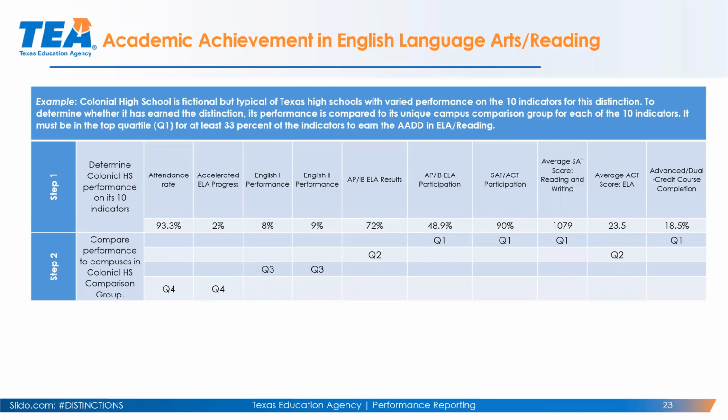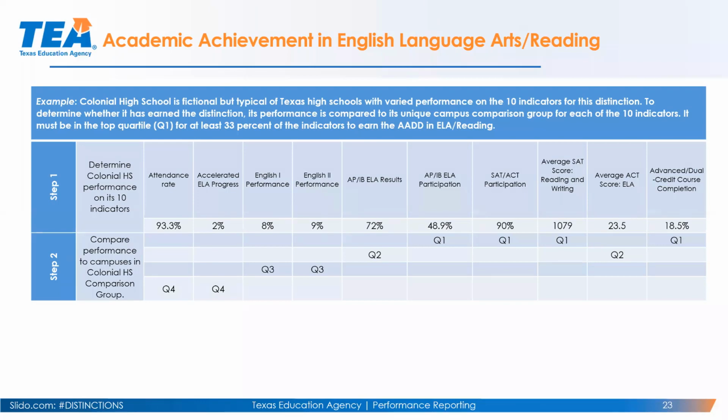Step two is to compare performance of our high school to campuses in our 40-member campus comparison group and see if the performance at our high school ranks within the top quartile, or Q1, or second quartile, Q2, third quartile, Q3, or the fourth quartile, Q4 for performance. Now you can do this by rank ordering performance for each indicator in the comparison group. Now this has already been done for us, and we can see that our high school data is displayed for each of the indicators within the campus comparison group.